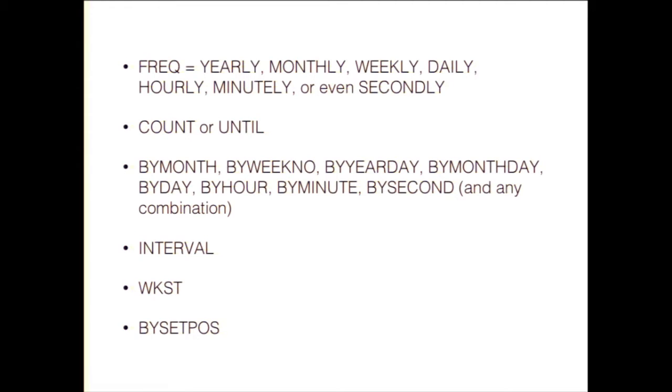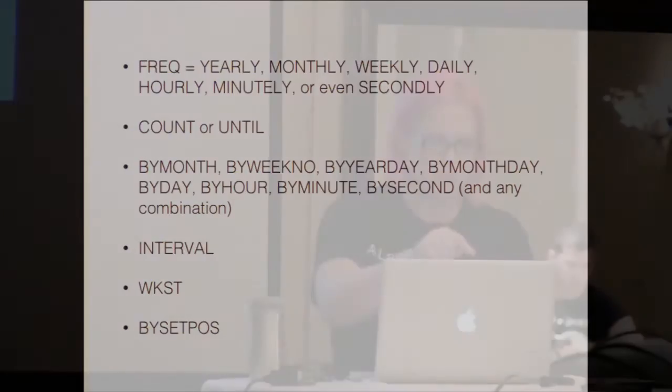There's a count or until, so it can end at a certain date, or it can happen 10 times. And then there's modifiers by month, by week number, on to by second. And you can have any combination of those. There's an interval, so if you say interval is 3, and frequency is monthly, it will go every 3rd month.